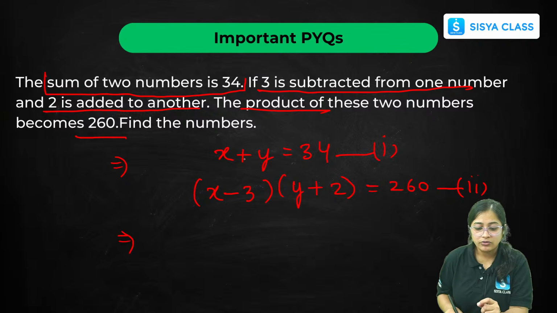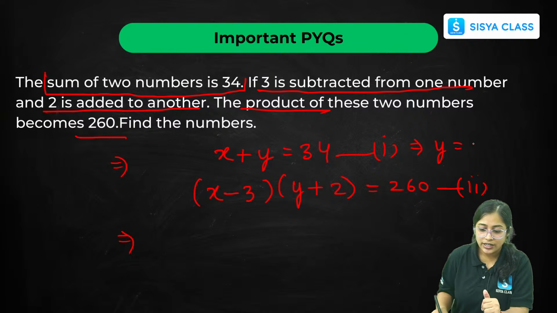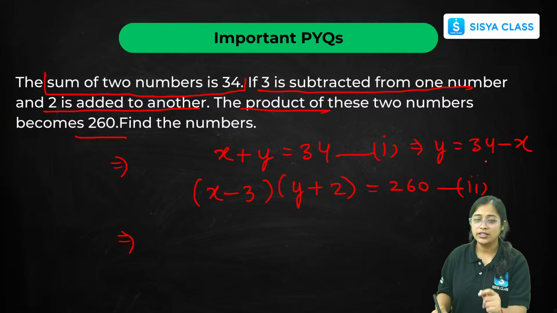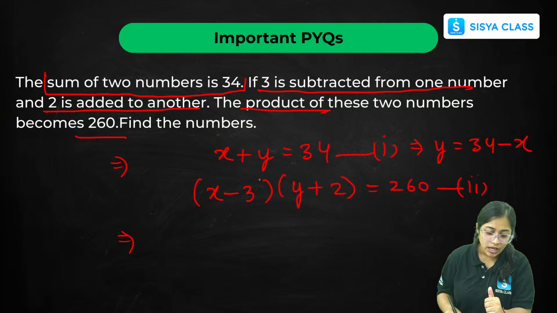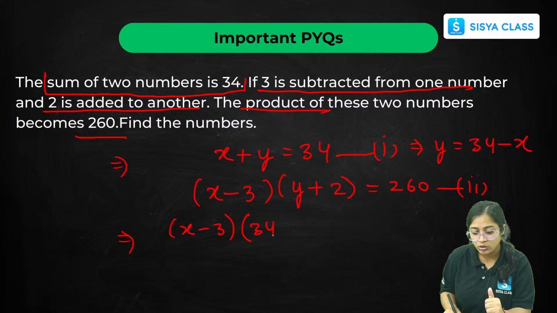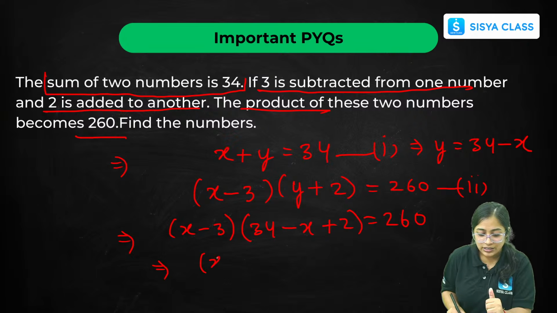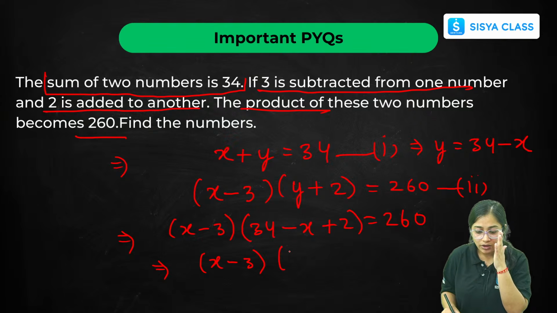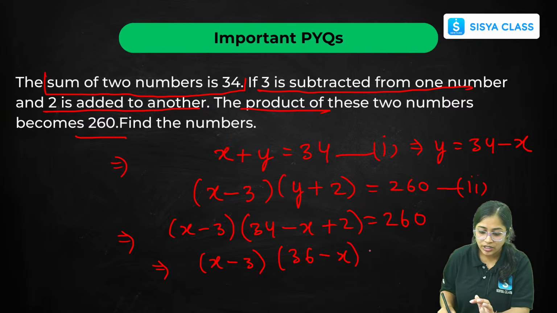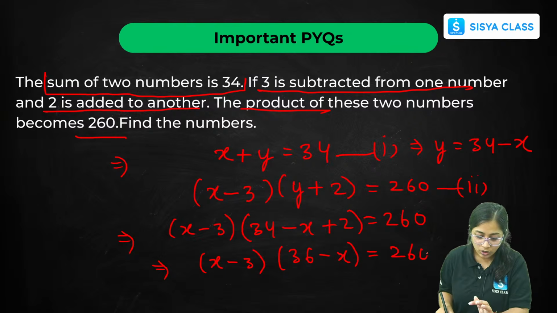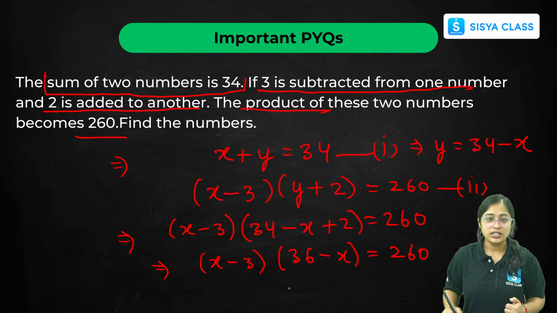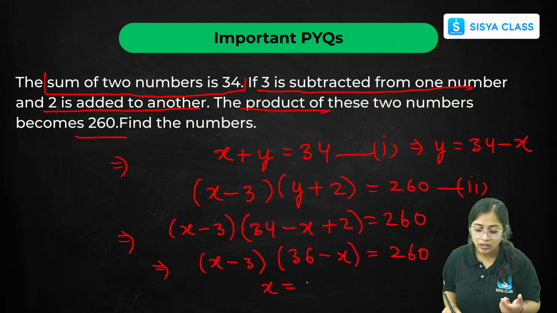Now what is the value of y from this? The value of y we will get is 34 minus x. So substitute this value here. So you are getting x minus 3, and the value of y, 34 minus x, plus 2 equal to 260. So you will get here x minus 3, and here you have 36 minus x equal to 260. After simplifying this, you are able to find the value of x.